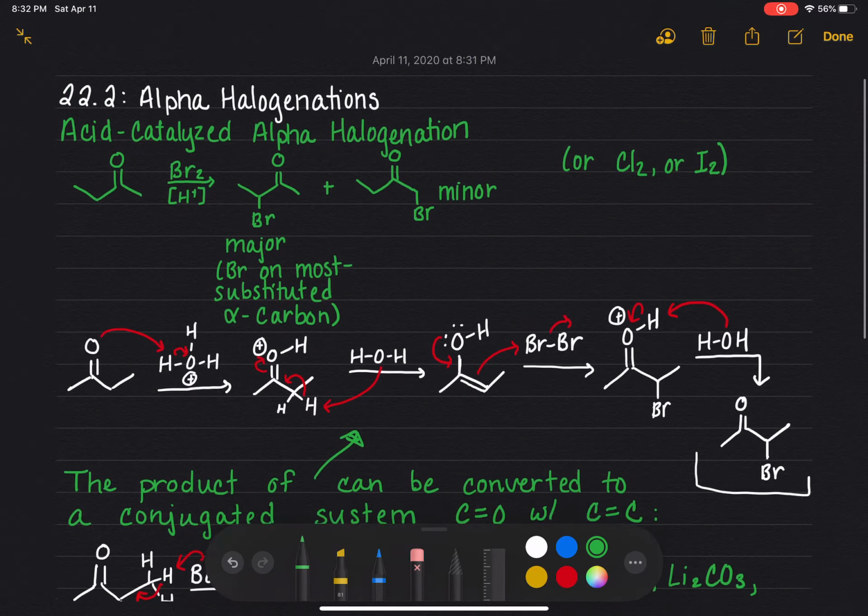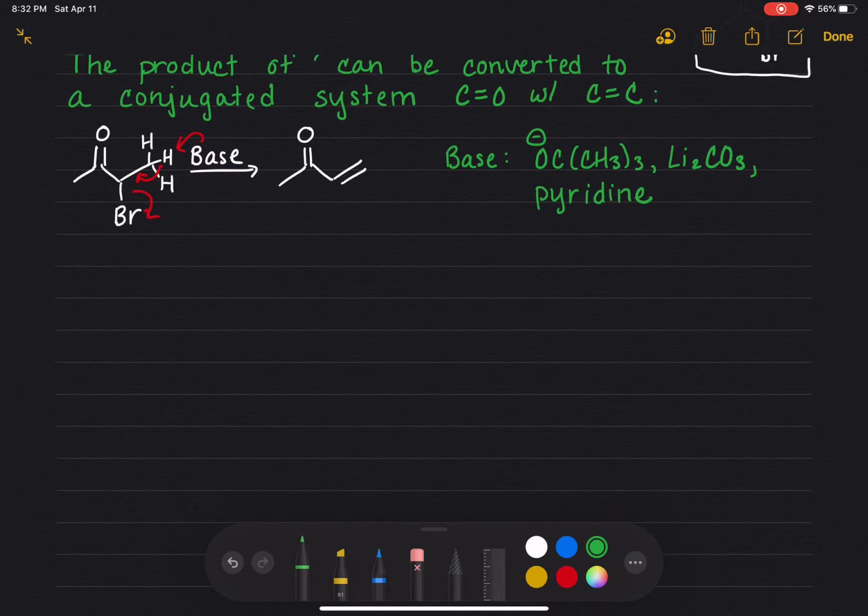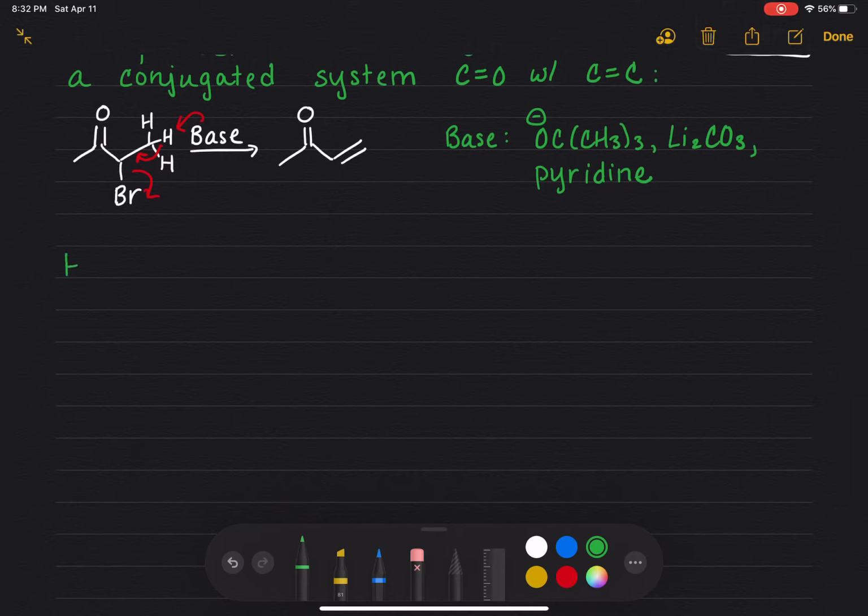So we're continuing in section 22.2. The next reaction that we're going to look at is called the HVZ, or Hell-Volhard-Zelinsky reaction. Hell, Volhard, and Zelinsky are the three people that worked on this reaction.